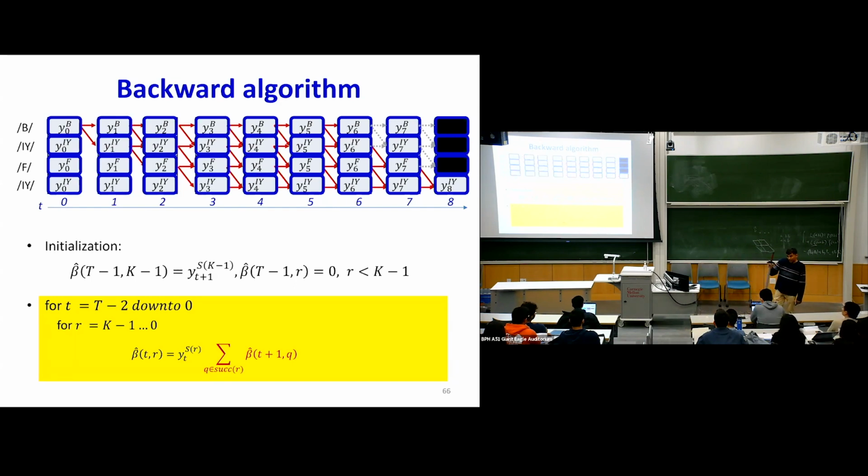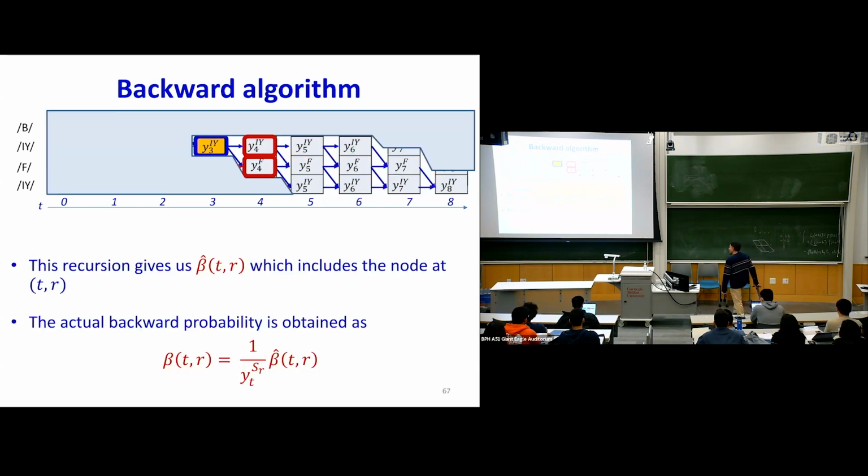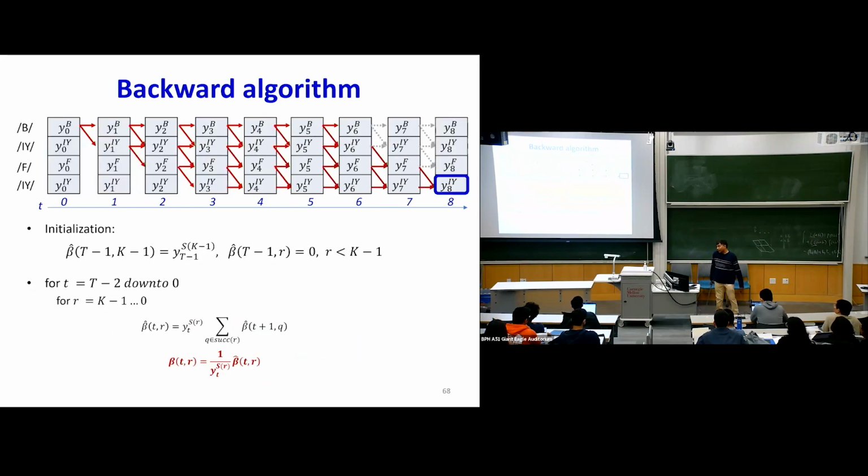But these are the beta hats which included the node probabilities. To compute the actual betas, you've got to divide by the node probability. That's it. And so that's just the pseudocode. Your initialization is going to have the beta hat be the node probability for the bottom right node, 0 for everything else. And then you're going to keep going backwards.